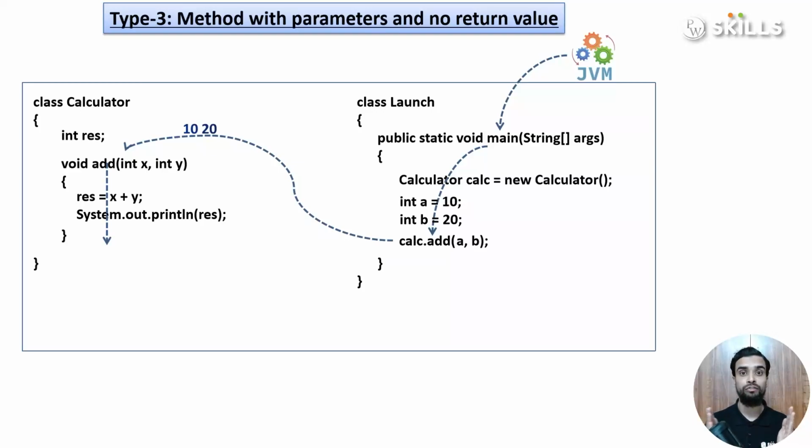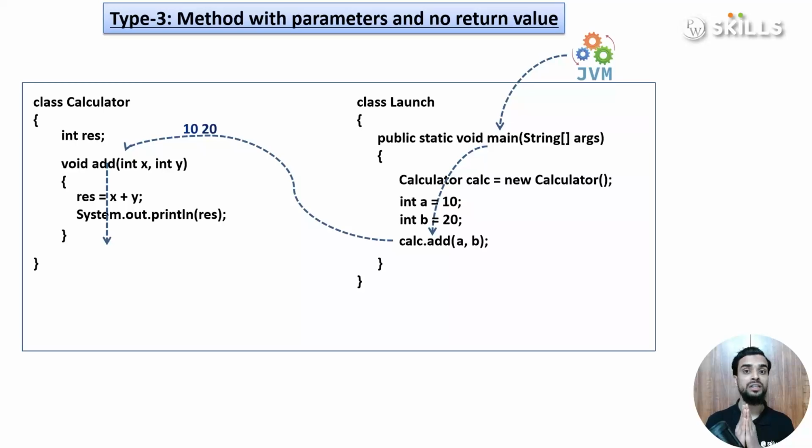And just in case if you're wondering what type of variables x and y are, we know they're parameter variables, but are they instance variables or local variables? It's very simple. Since these two variables have been declared within the scope of a method called as the add method, 100% they are going to be treated as local variables.